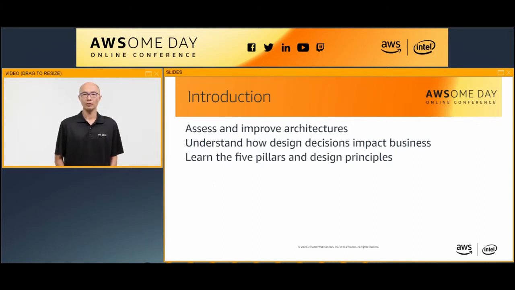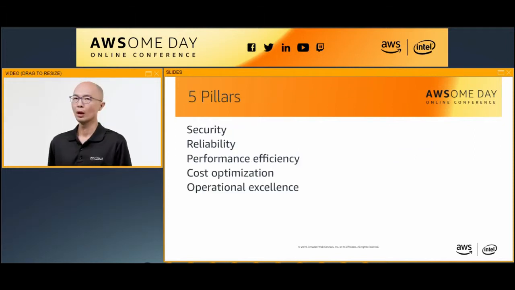AWS experts have developed several questions to help customers analyze and critically think about their architecture. The framework helps you to determine whether your infrastructure follows best practices. With that, AWS has developed a guide to help you with the design of your architecture from 5 different perspectives or pillars. The pillars are security, reliability, performance efficiency, cost optimization, and operational excellence. Let's go into more details.